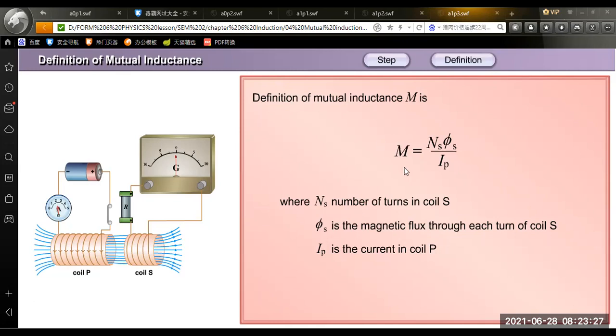where the mutual induction is directly proportional to the number of turns of the solenoid S, but inversely proportional to the current in the coil P. As a summary, not yet, let me see. Okay, another slide.